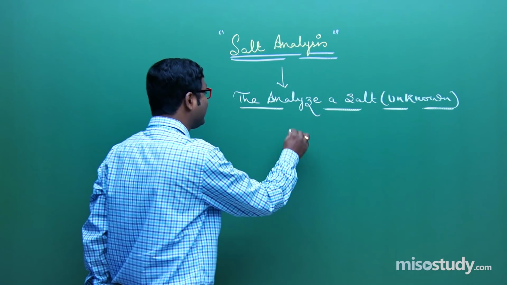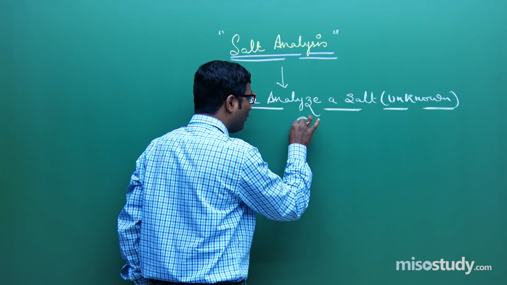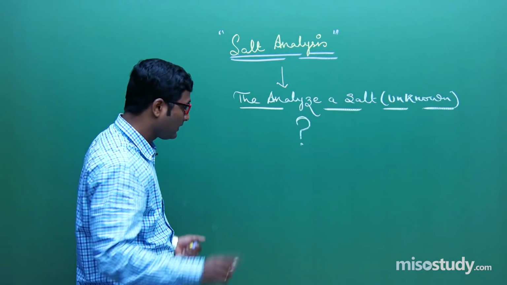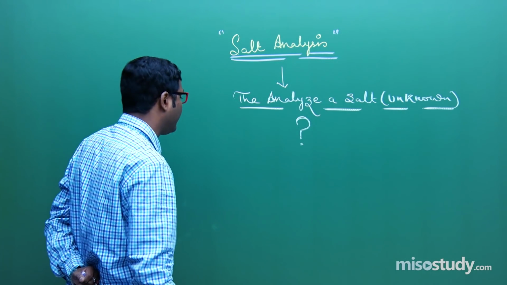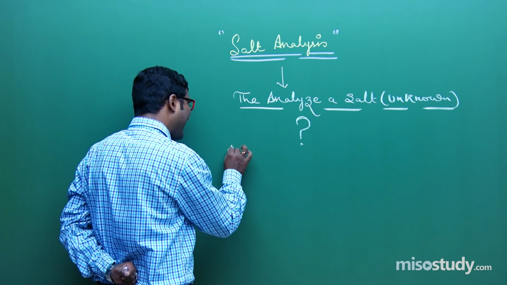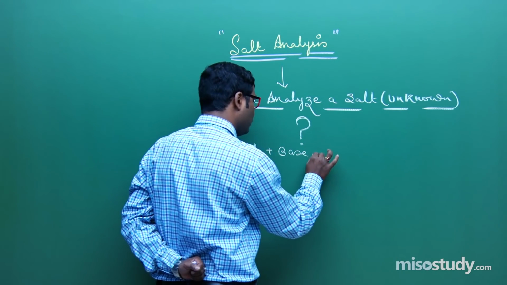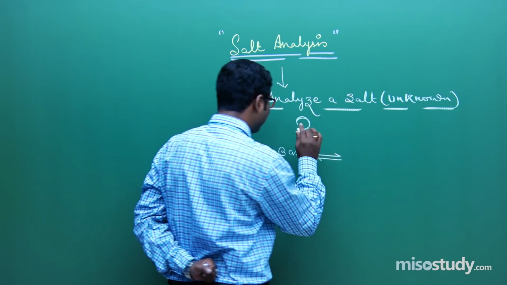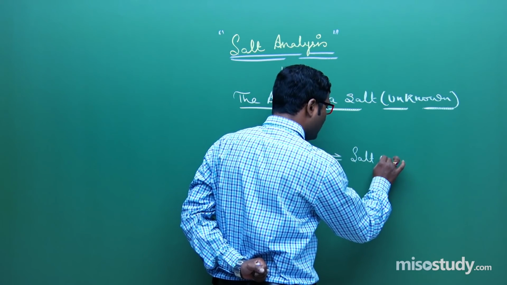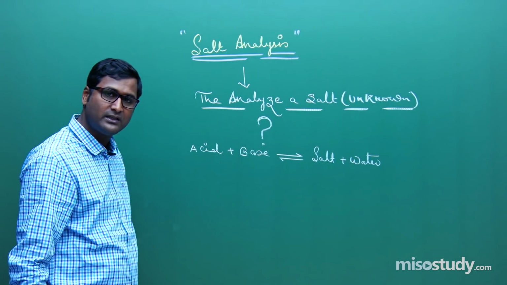Now the question arises, what to analyze and from where we get the output? That is the question mark. I am taking an example. Look at what I am telling. As we all know, when acid and base combine, clear to you? Listen carefully. When acid and base combine, they form salt plus water. It is a general reaction.